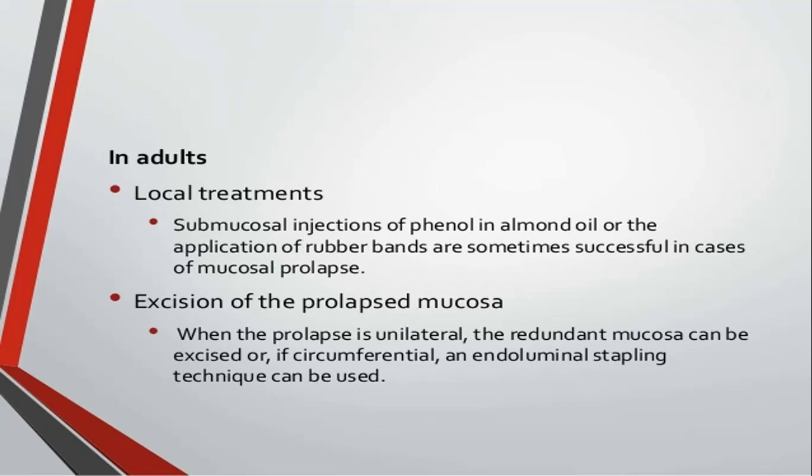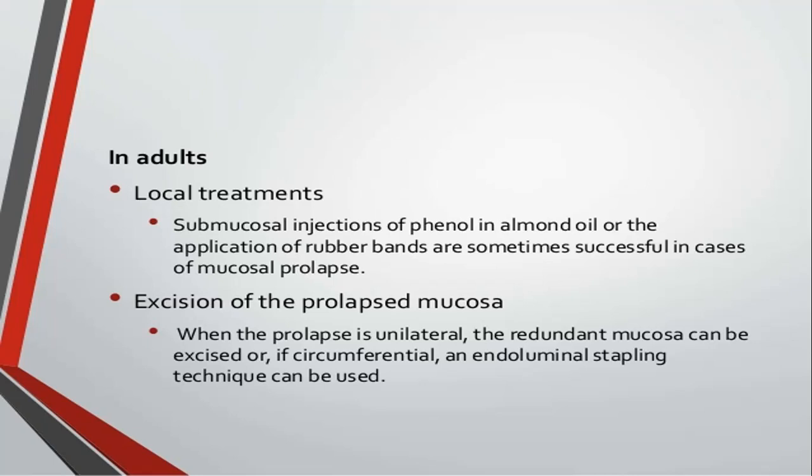If you're talking about adults, there are two modalities: local treatment and excision of the prolapsed mucosa. Local treatment is submucosal injection of phenol in almond oil, or the application of rubber bands, which are sometimes successful in cases of mucosal prolapse. Simple local treatment: you apply the 5% phenol, or you apply rubber bands. Then there is excision of the prolapsed mucosa.